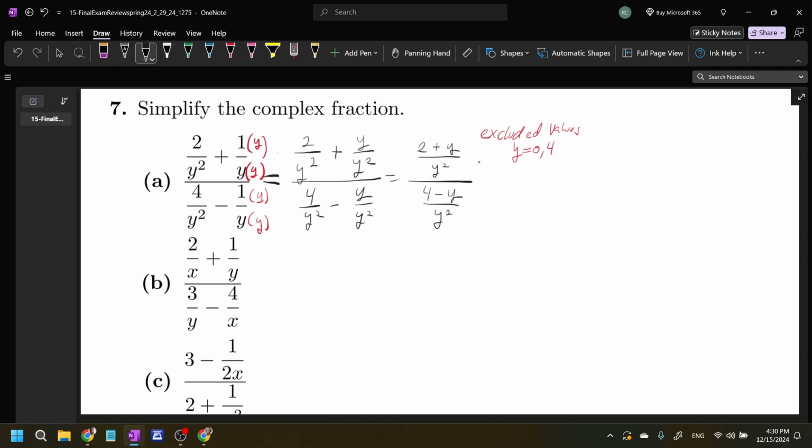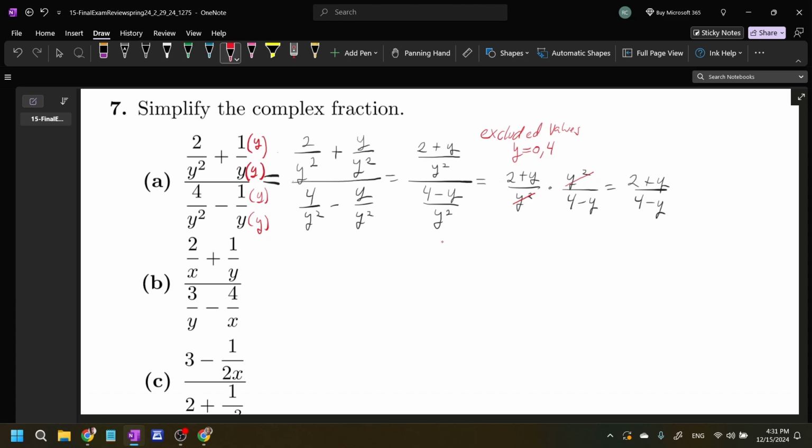Okay, with those out of the way, we can now do our keep change flip. Or if you're eagle-eyed, you see that the denominators are the same here and here. Your keep change flip is going to look like this. 2 plus y over y squared times y squared over 4 minus y. And the y squareds will cancel out, leaving us with the simplified fraction 2 plus y over 4 minus y.